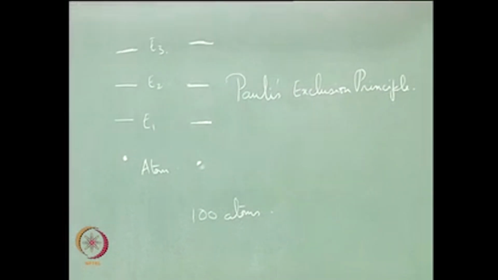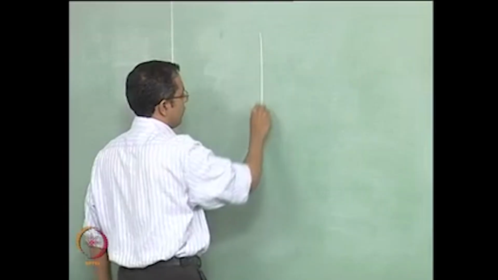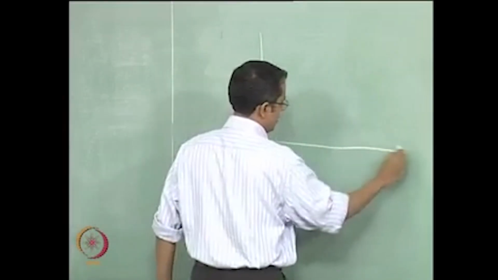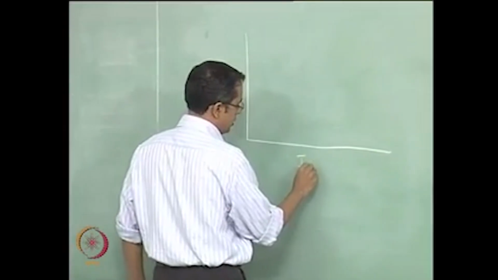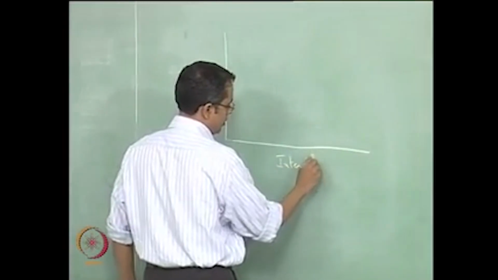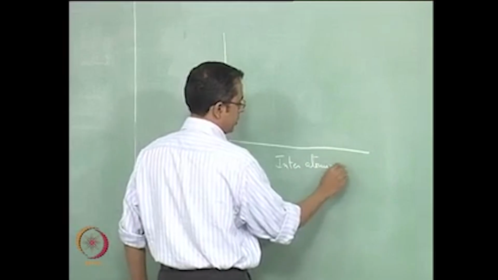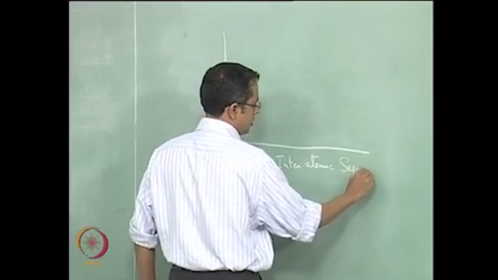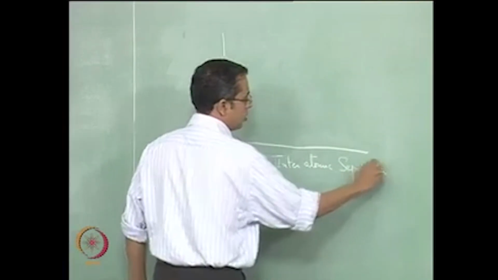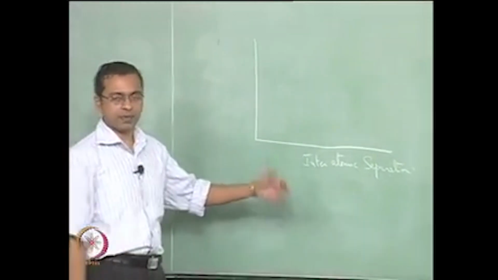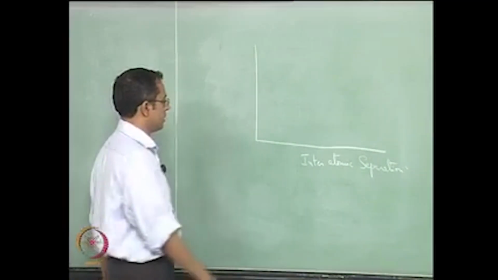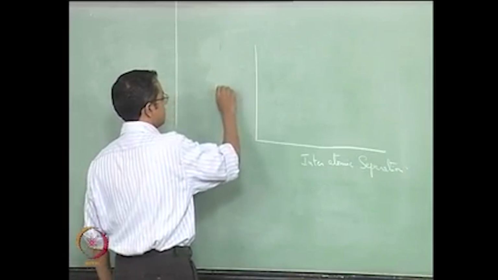So we will make a plot now of interatomic distance, interatomic separation. So this is the average interatomic separation spread across all of those atoms. If we are looking at 100 atoms, that's what we are looking at, and energy.